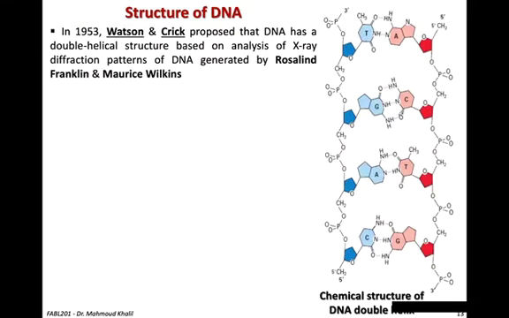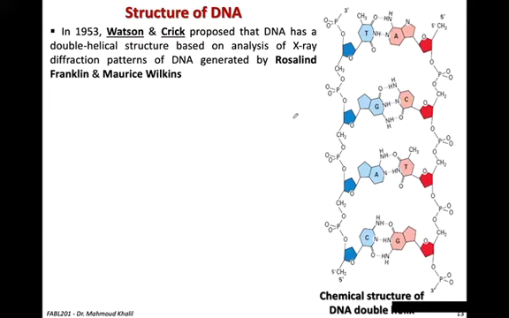So let's go again to the structure of the DNA. In 1953, the famous Watson and Crick, these two scientists, proposed that DNA exists in a double-strand form. They used data from the X-ray diffraction of DNA generated by two other scientists, Franklin and Wilkins.